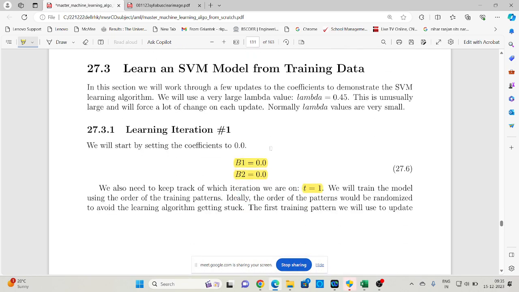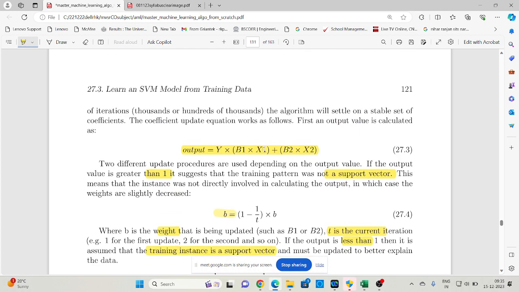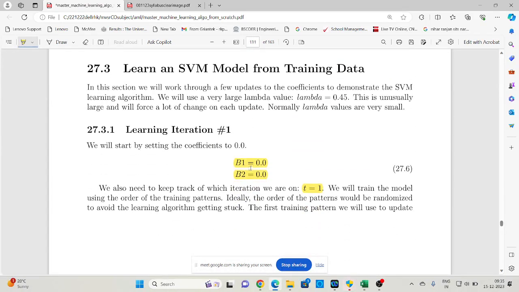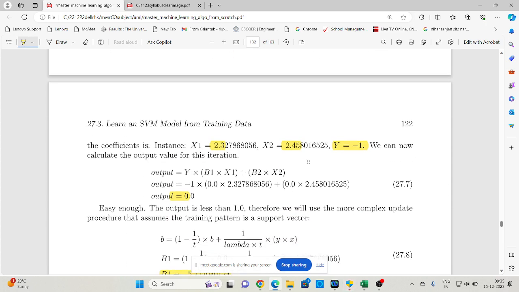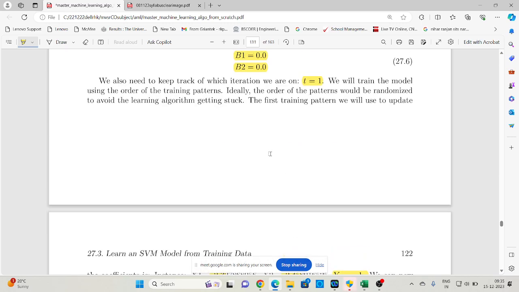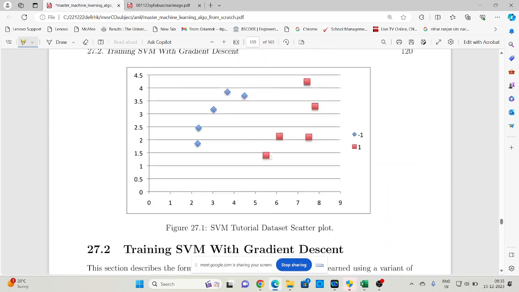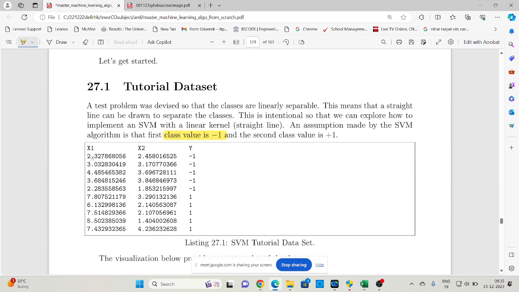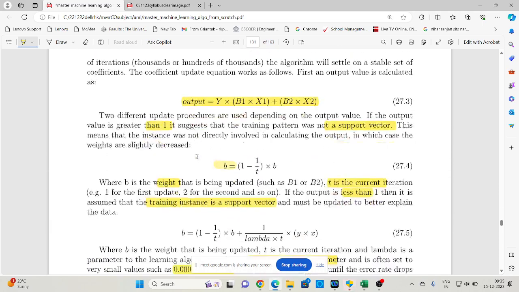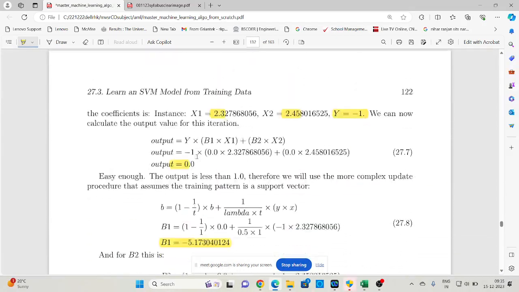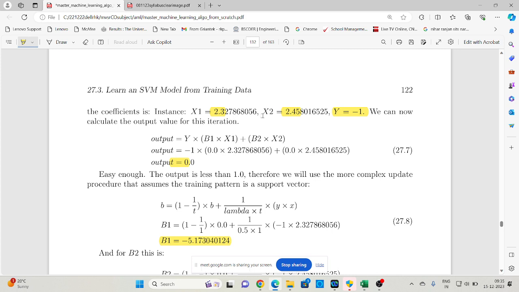Now, let us take our first iteration. This is our formula, okay? Initially, the B1 and B2 coefficients are kept at 0. This is our first iteration. If you look at X1 and X2 for the first record from our training data set, X1 is 2.32 something, X2 is 2.45 something, and the class Y is minus 1.